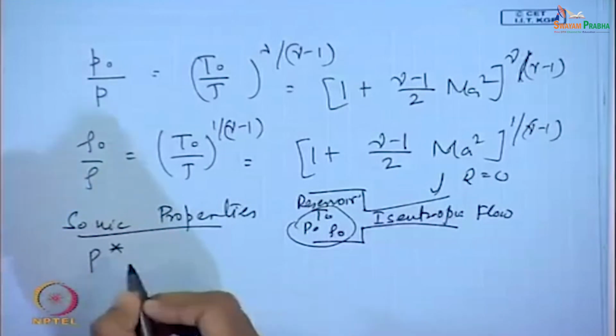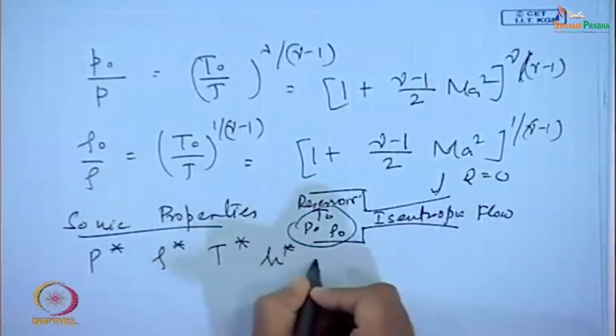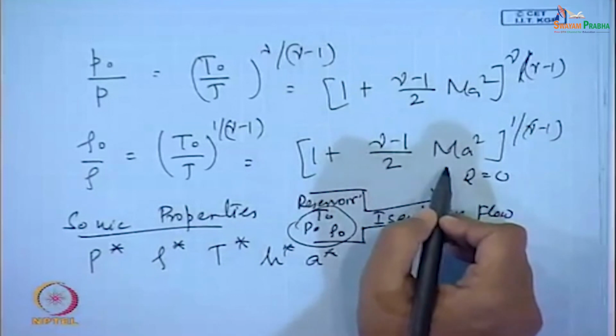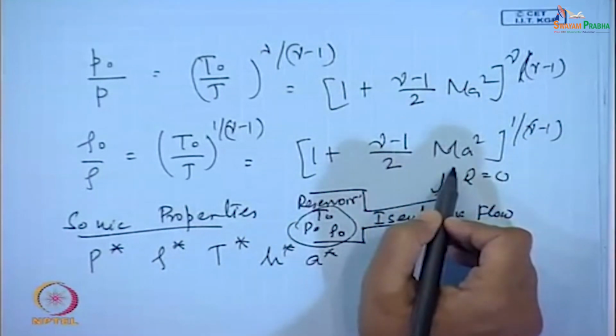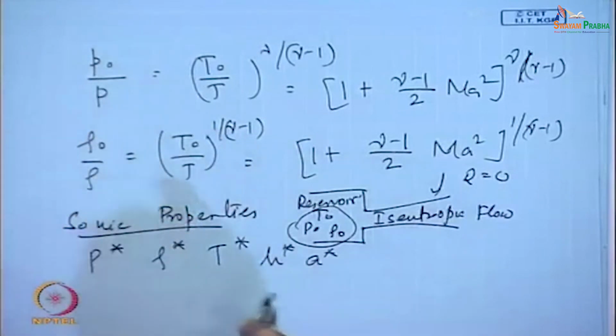Okay. Next is sonic properties. Sonic properties are the properties when Ma becomes equal to 1, is it not? These properties are denoted by an asterisk. They are denoted by P star, rho star, T star, H star, A star, everything. How to express this? In whatever equations we have obtained, if we set Ma equal to 1, we can get the corresponding P star, rho star, T star, everything.